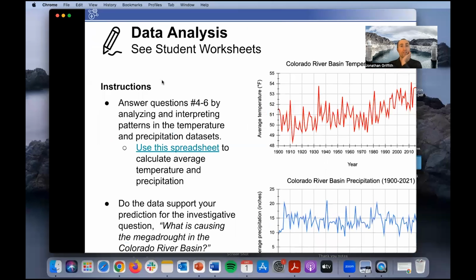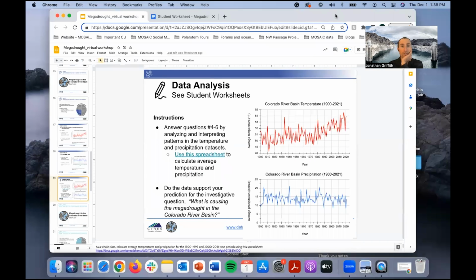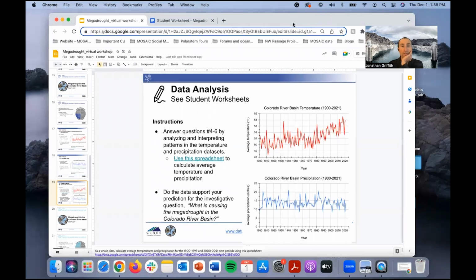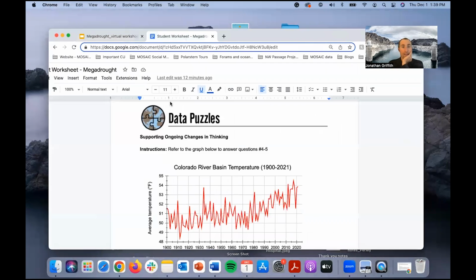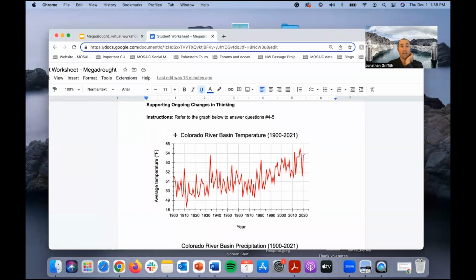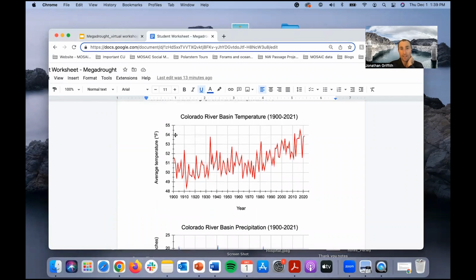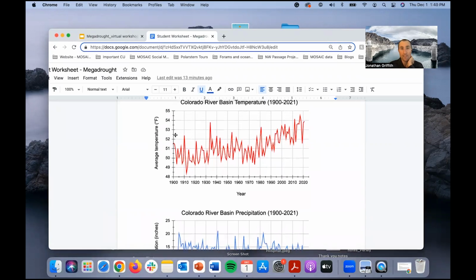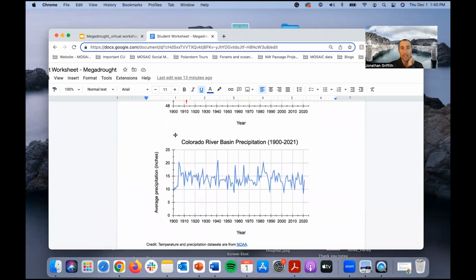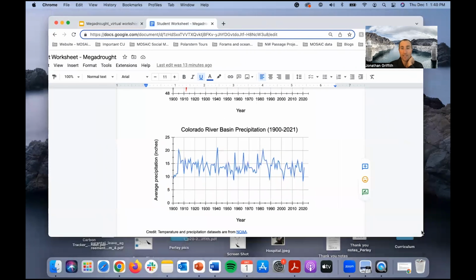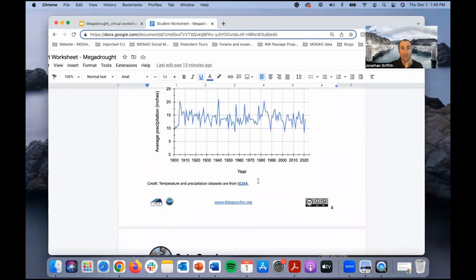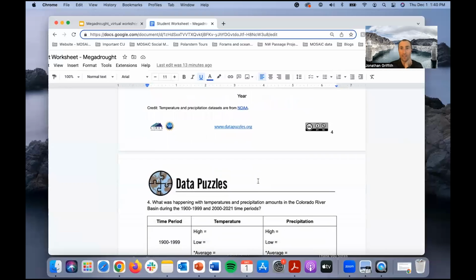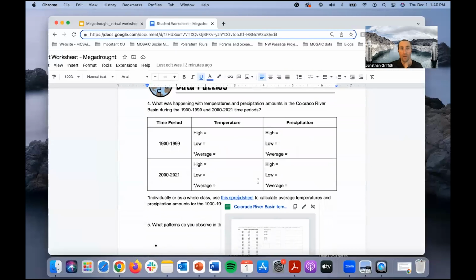I want to take us now to the student worksheet to look at this supporting ongoing changes in thinking practice and see what it looks like there. On the student worksheet pictured here, we can see that you've got both of these data sets, temperature and precipitation for the Colorado River Basin from 1900 to 2021. Students can refer to this page when they're discussing the data sets, to become familiar with them.